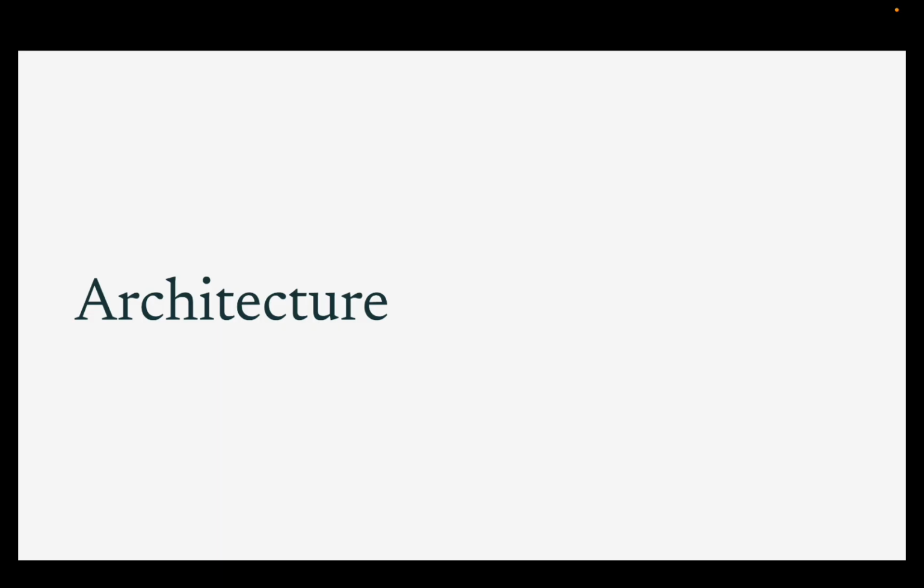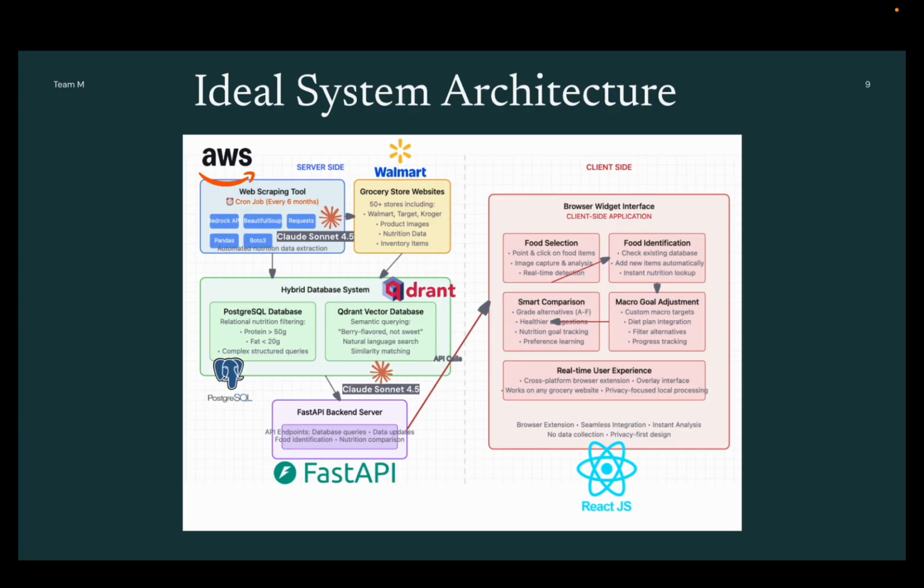Moving on to the architecture, I wanted to start by looking at our ideal system architecture from the start of the semester. While we accomplished a lot of this, some things that we did not get to would be the cron job for the web scraping. The grocery store list, we did only do Walmart, so we did not make it to the other ones. In terms of the database, we have Qdrant, but we did not get the Postgres database. And then for the extension, a lot of the actual processing was moved to the back end, and it wasn't quite as complicated as we have it here.